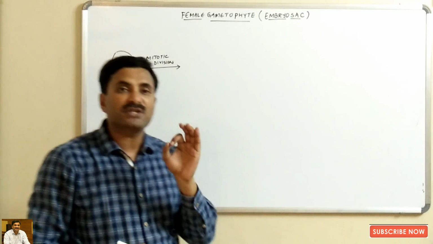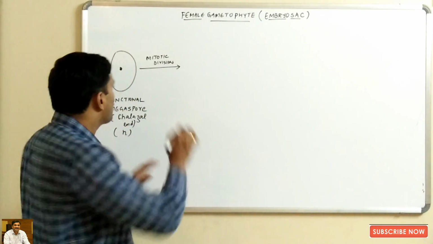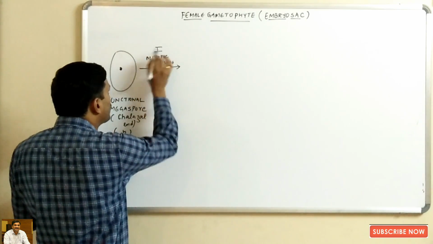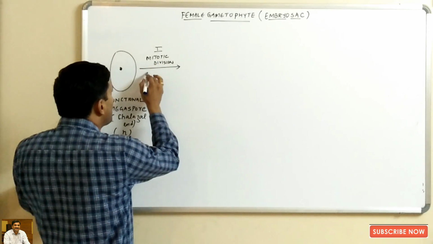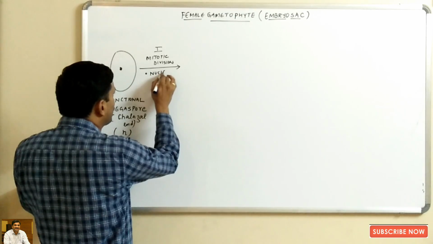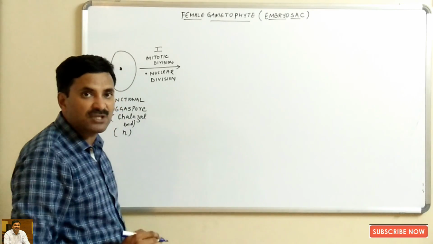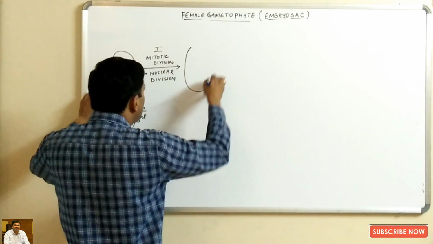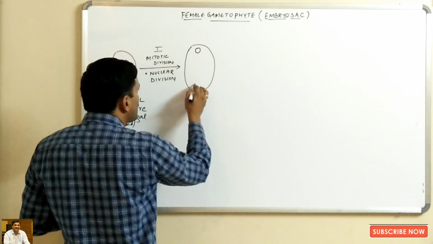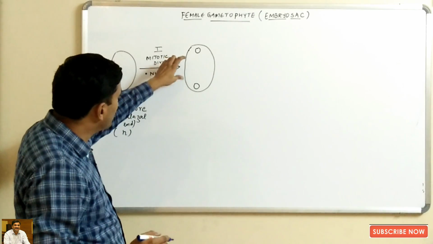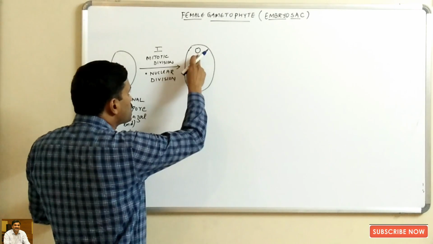Remember that mitotic division is completed in 2 steps, the nuclear division as well as the cytoplasm division. But here, in this first mitotic division, the nucleus of the functional megaspore undergoes division, and only nuclear division will occur, no cytoplasm division. So this nucleus of the functional megaspore will divide and form 2 nuclei, because the nuclear division has happened.